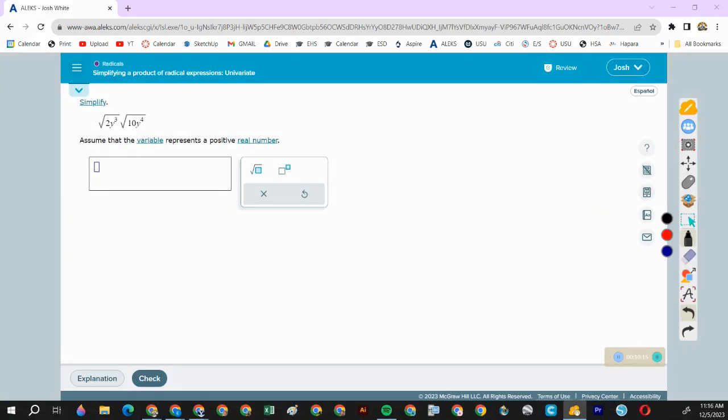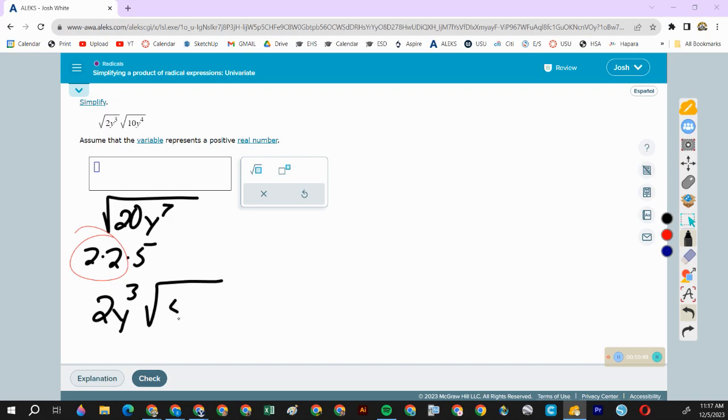All right. So here the outsides are both 1. So I get the square root of 20y to the 7th. Factor that down. 2 times 2 times 5, and then 7 y's. Pull out a 2. How many y's can I bring out? Bring out 6. What does it become on the outside? A 3. 2y to the 3rd. And that leaves me with a 5 and a y on the inside.